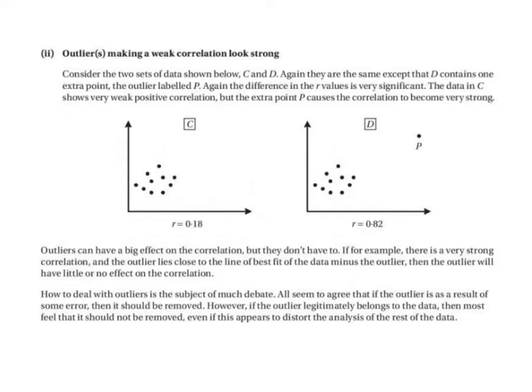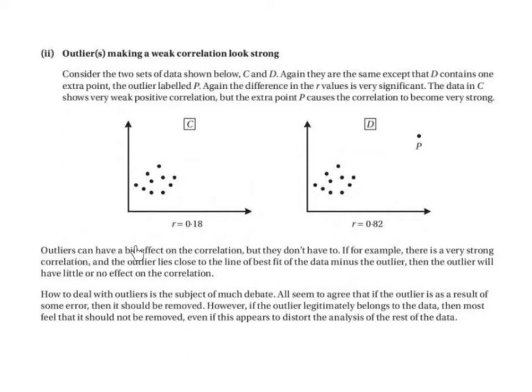The data in C shows very weak positive correlation. So it's very weak because it's quite close to 0. But the extra point P causes the correlation to become very strong. So 0.82, it's quite close to 1.